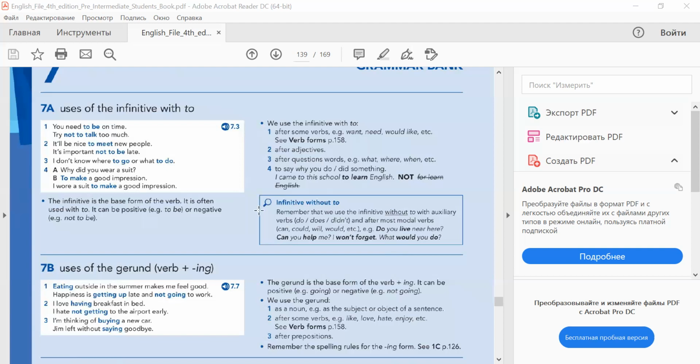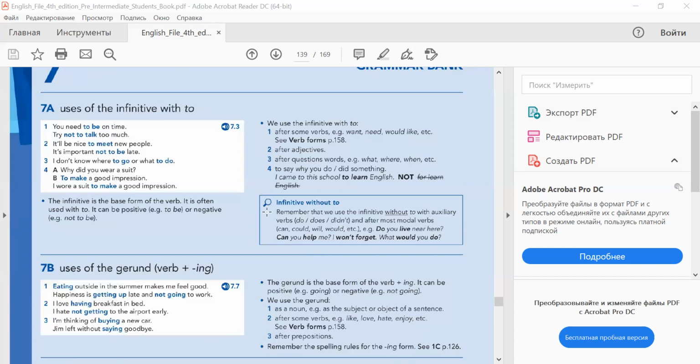Infinitive without to. В английском языке также существует инфинитив без to. Remember that we use infinitive without to with auxiliary verbs do, does, didn't, and after most modal verbs. For example, can, could, will, would. Do you live near here? Can you help me? I won't forget. What would you do? В этих примерах мы видим, что мы используем инфинитив без to с определенными вспомогательными глаголами.